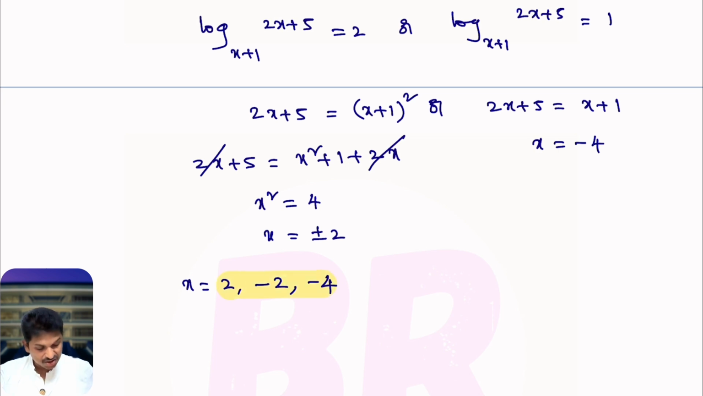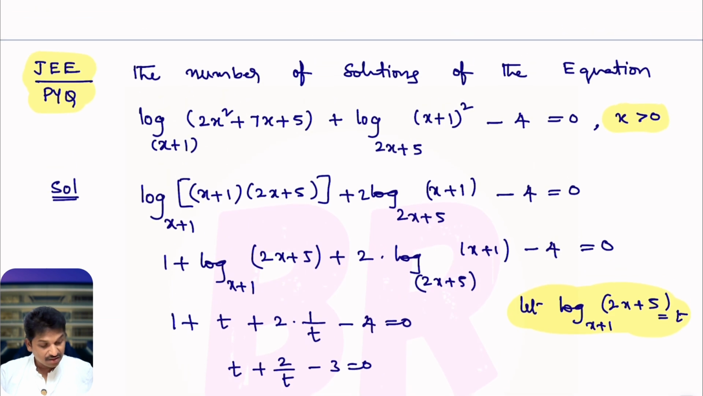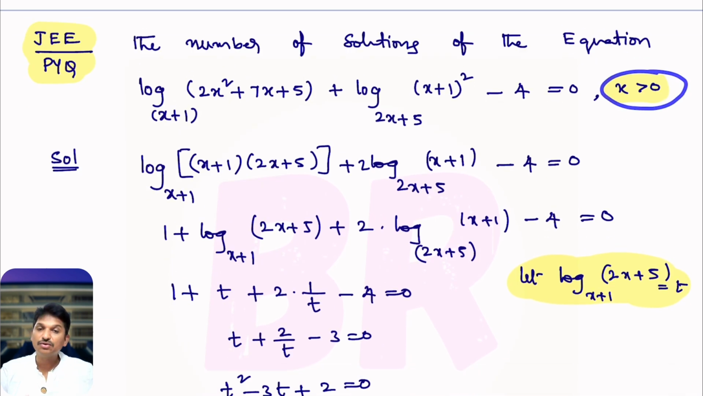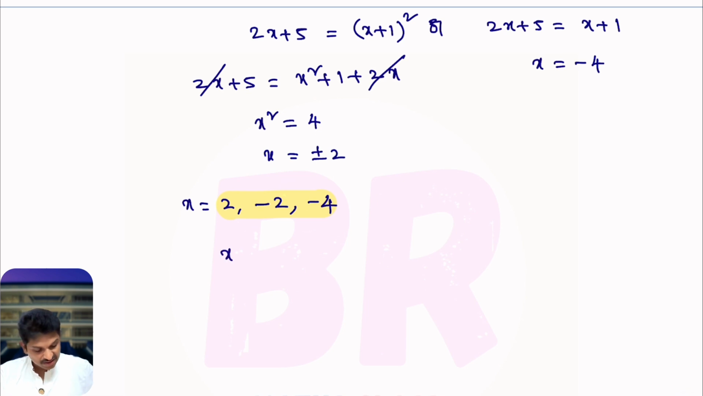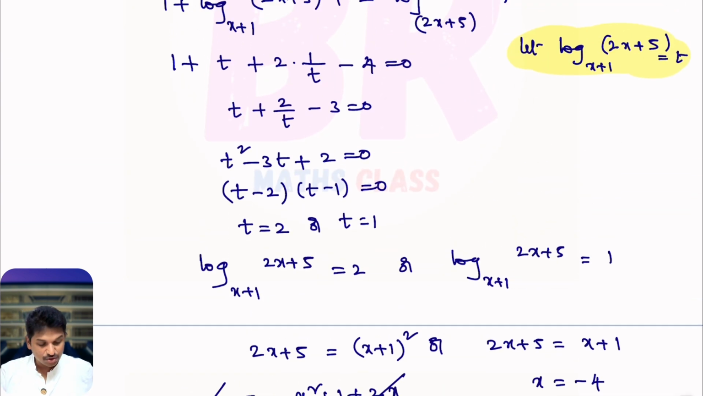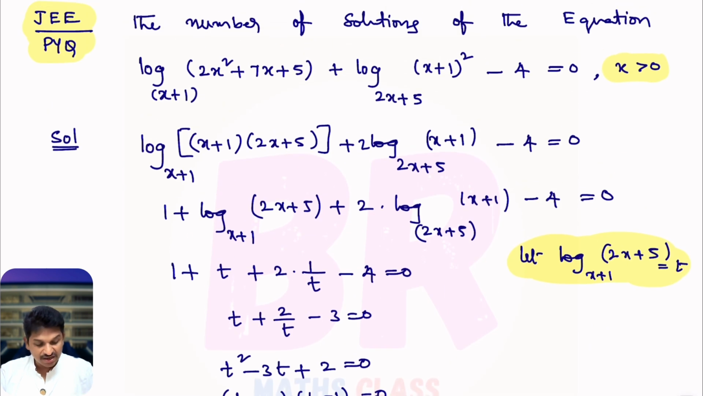If you observe the question, in the question they have given that x is greater than 0. So what are the x values greater than 0 here? x equal to 2. 2 is the value which is greater than 0. What are they asking in the question? They are asking for the number of solutions. How many solutions are there for this? Only one solution is there.